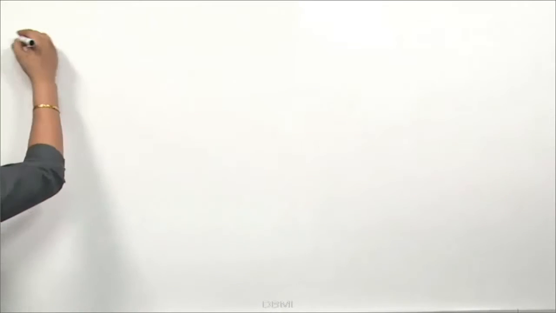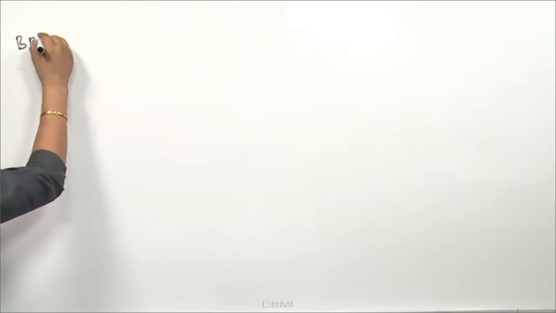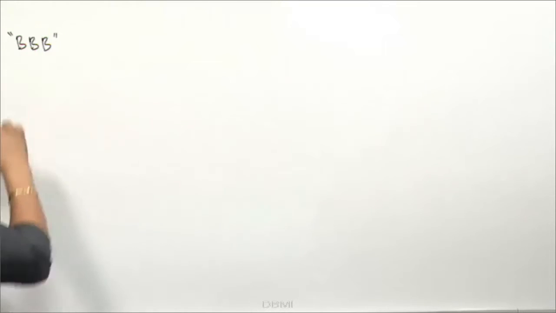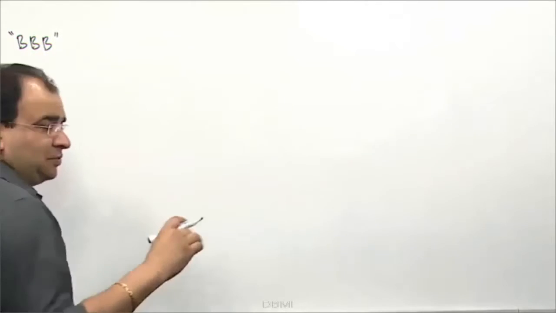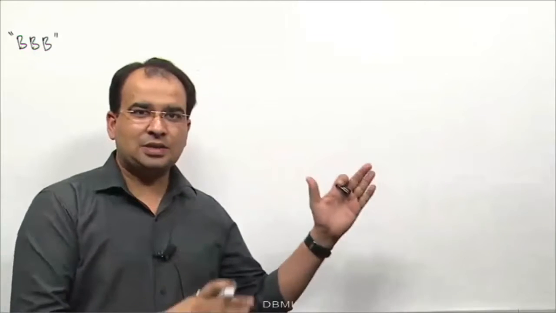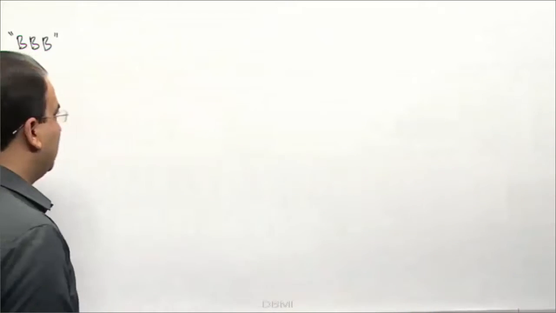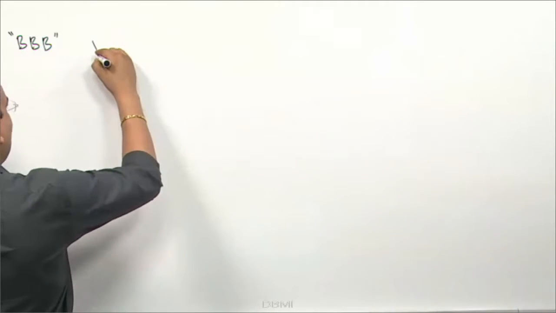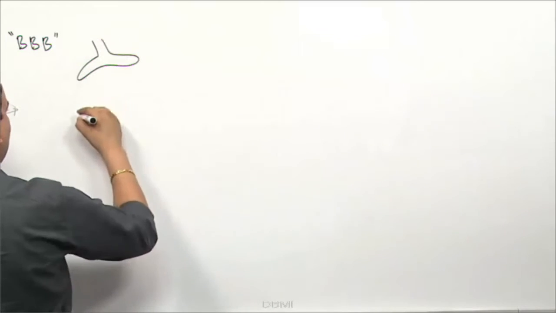Neuroanatomy. Let's start with the blood-brain barrier now. So guys, when you say the word blood-brain barrier, what is the first type of cell that comes to your mind? Astrocyte. Astrocytes are the ones which form the blood-brain barrier. But astrocytes are not the only cell which form the blood-brain barrier.